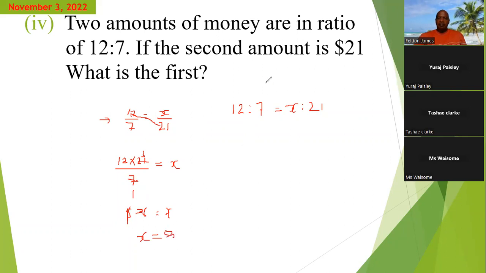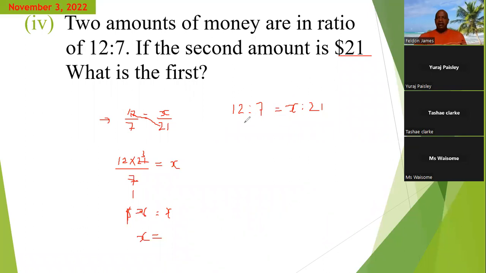Sir, why the X on top this time? All right, so the X on top is based on where the X falls in the ratio. In the previous question, the X was the second length. So it means that in terms of the ratio, the X would have been the second part of the ratio. But in this one, we say that the second amount is $21. So you're given the second part of the ratio, but the part that you don't know is the first part. So now the X that you're trying to find must be in the first part of the ratio. Is that clear?